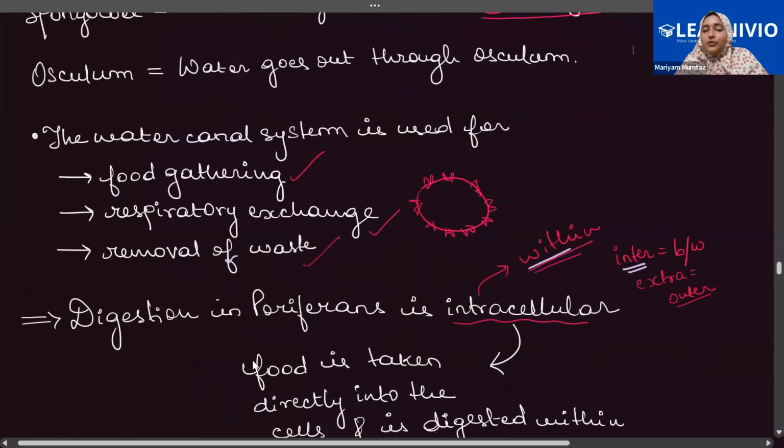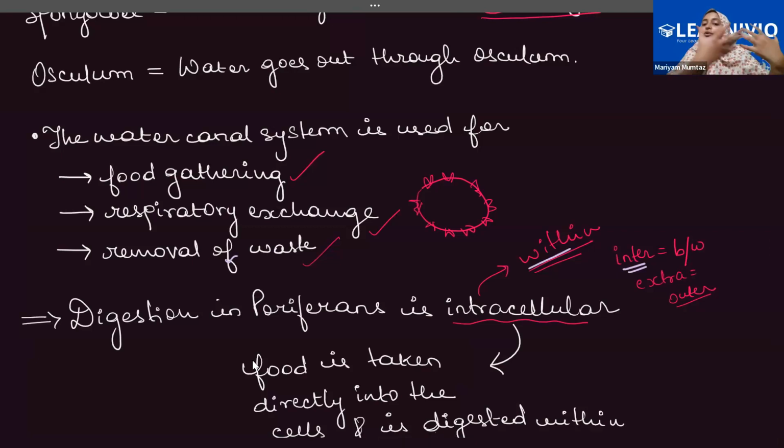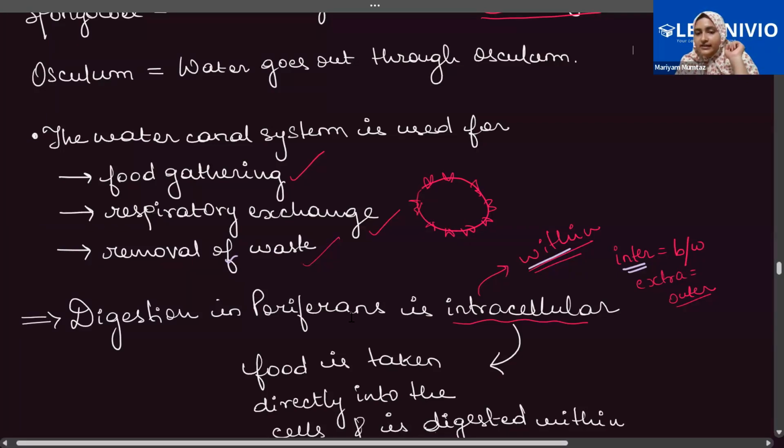Now, why is it there? The water canal system is present so that they can gather food with the help of it, because they can't move, they can't go anywhere to get their food. They don't even have a mouth to get the food. So they use water, whatever is flowing along with the water, any microscopic structure, phytoplankton and everything. So they take it as food. They won't take anything bigger and sharp, that doesn't even go inside. They are so tiny. Only the tiny particles would go. So it is used for food gathering. It is also used for respiratory exchange and for removal of waste. So there is a water canal system present.